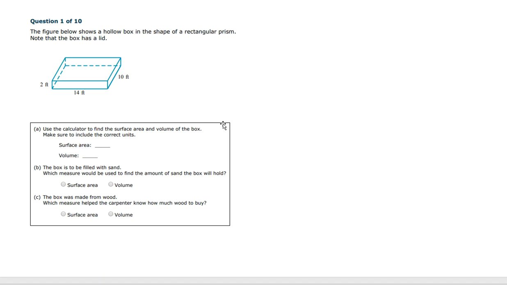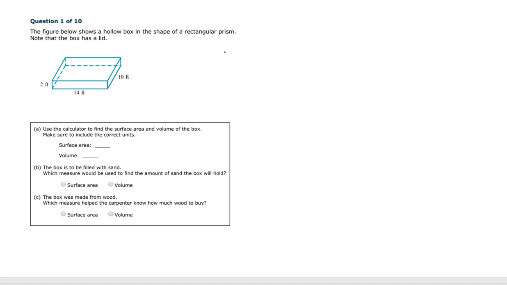The figure below shows a hollow box in the shape of a rectangular prism. Note that the box has a lid. Use a calculator to find the surface area and volume of the box. Make sure to include the correct units. So let's go ahead and do surface area first.